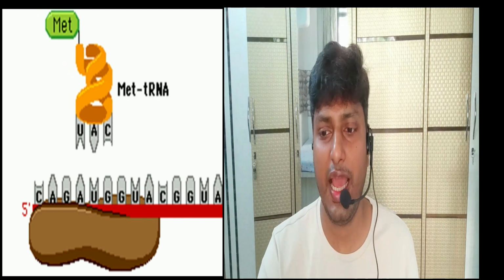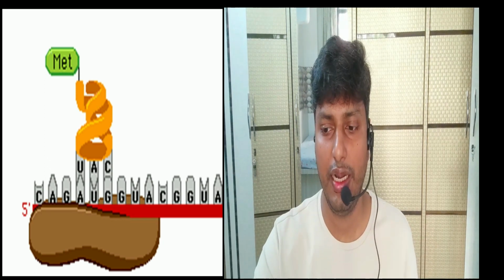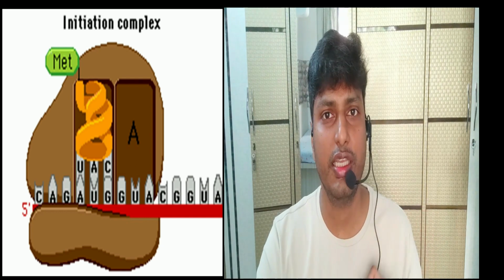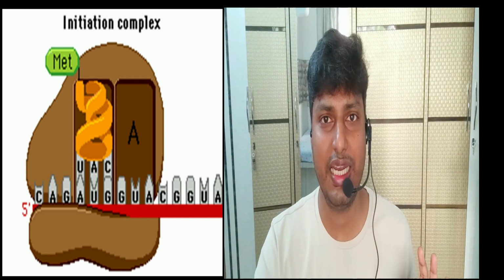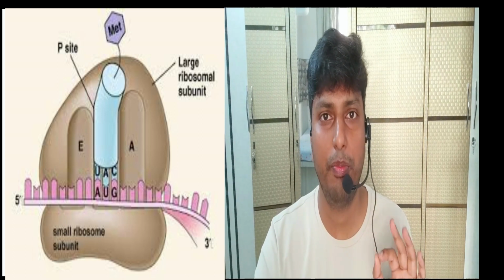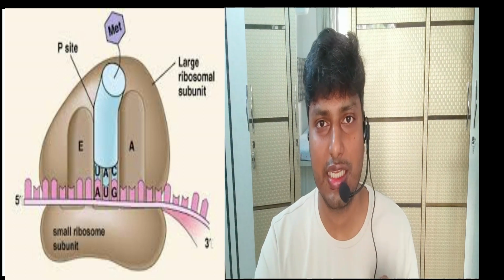Now see what exactly happens. Dear students, you have to understand one thing over here. Can you all see there are 3 different sites inside the ribosome which have been mentioned. One is called the E site, another is the P site, and another is the A site. Now what is the E site exactly? E site stands for exit site, P site stands for peptidyl site, and A site stands for amino acid site.